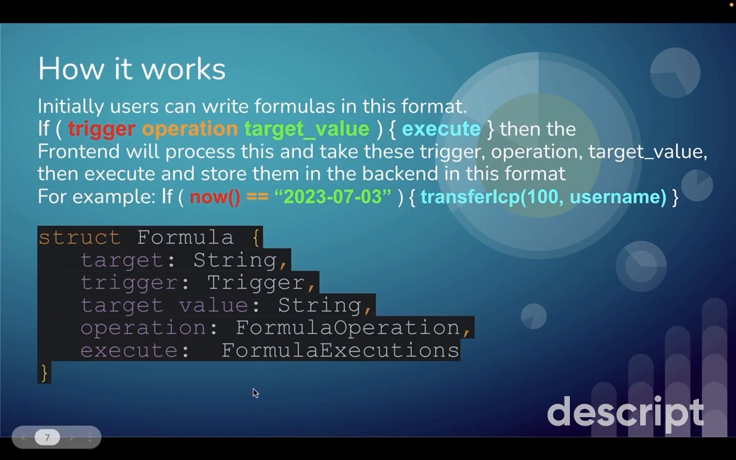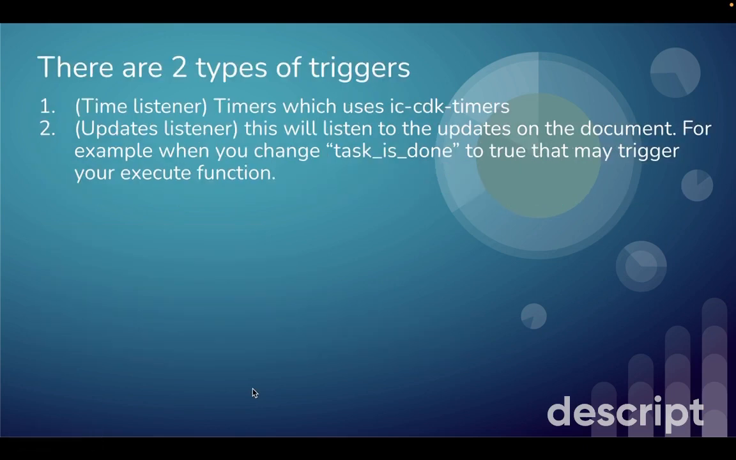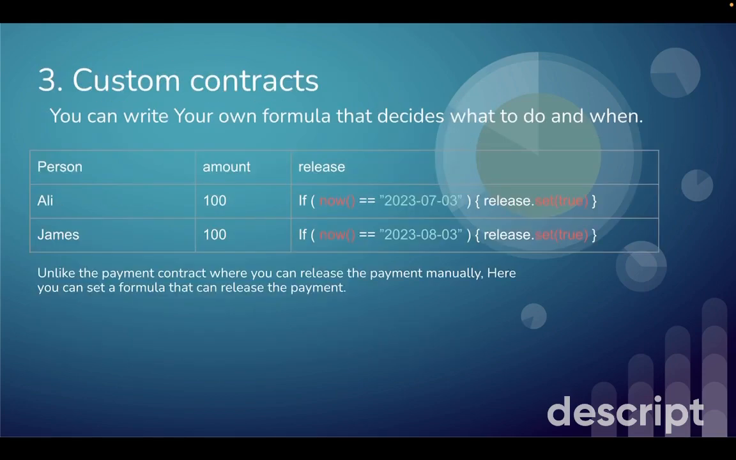Storing the formulas in this format restricts you to a specific format in which you cannot actually have malicious code in your formula. Now, for the triggers, there are two types of triggers. The time listener, which uses the ICCDK timers, and the update listener, which listens to the updates that you've done on the table. The time listener is just like this one. If time equals a specific date, then release the payment. This will have a background task that counts down until the time comes, and that will release the payment.